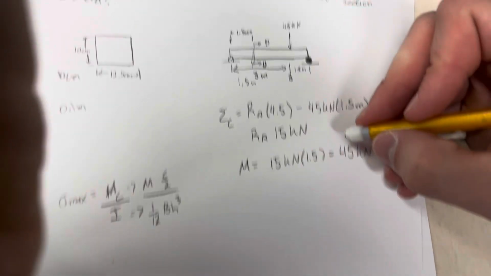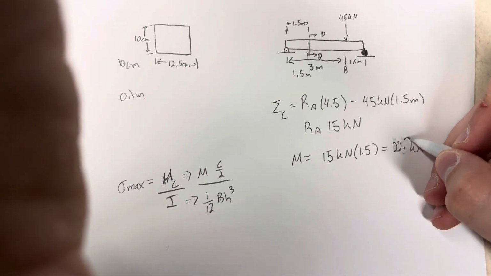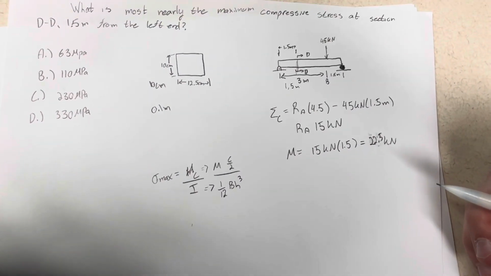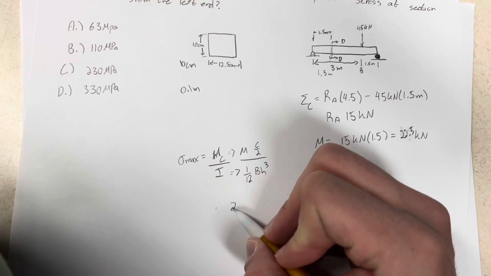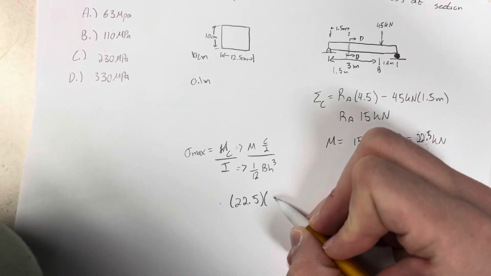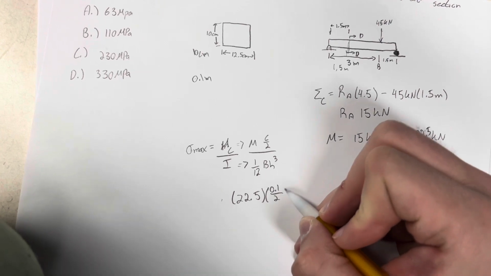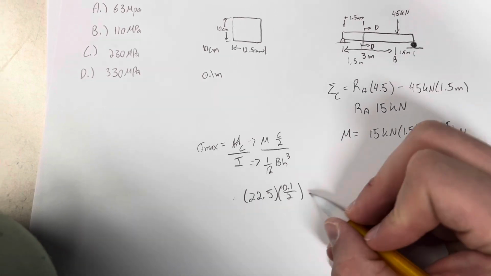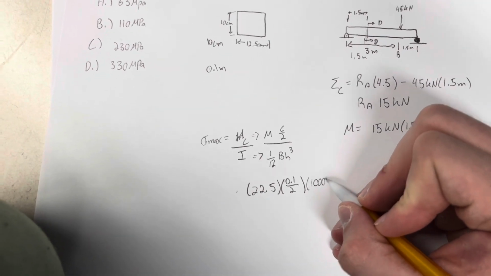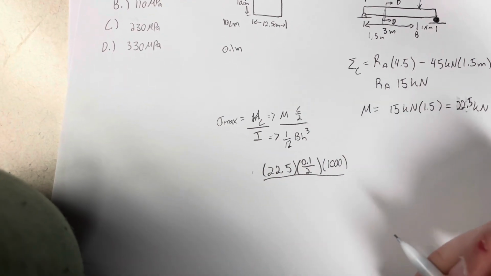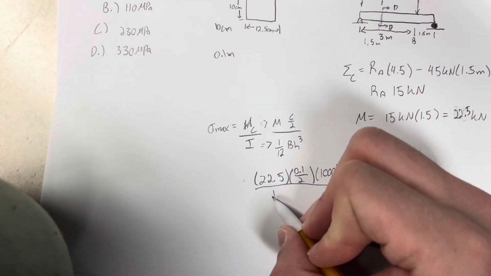I think I messed something up. This is supposed to be 22.5. So the moment here will be 22.5 times 0.1 over 2. And then we're going to want to convert this to newtons, so we'll multiply it by 1,000 because we're in megapascals. And we'll divide that by 1/12.